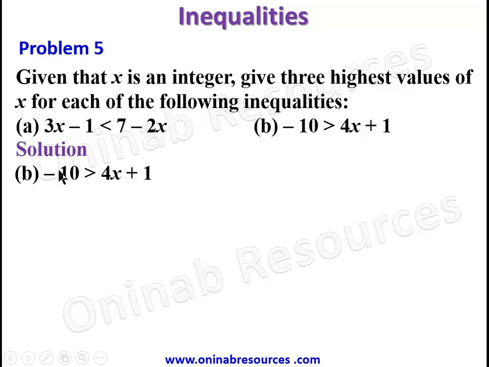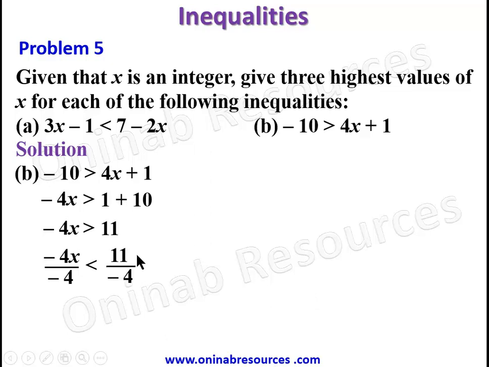Instead of bringing this to this side, I think it is more appropriate to bring this 4x to the left hand side, so that we now have it as -4x greater than, we maintain this 1 on the right hand side. Taking the -10 to the right hand side, it becomes +10. So we have -4x is greater than 11. We are going to divide both sides by -4. Since we are dividing both sides by -4, the inequality symbol will be reversed, so that we now have it as -4x divided by -4 less than 11 divided by -4.